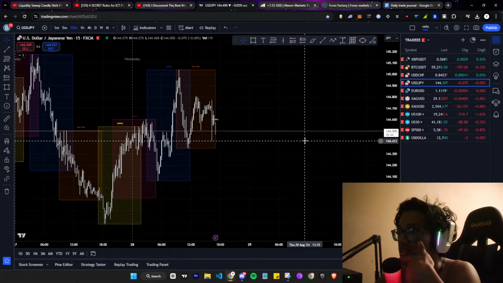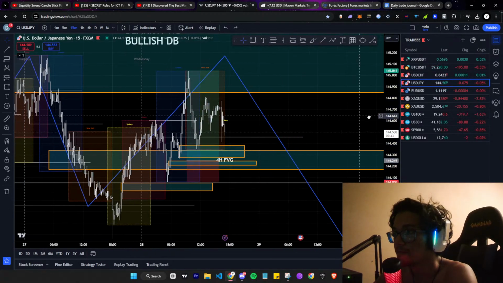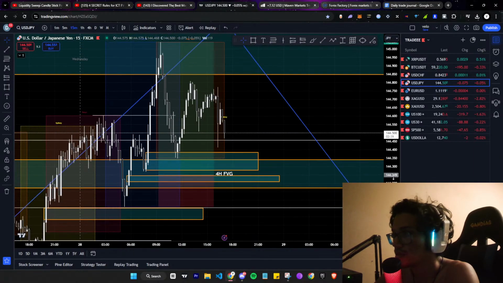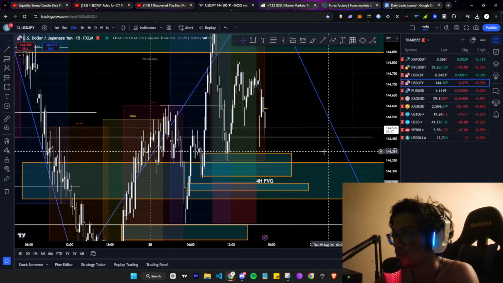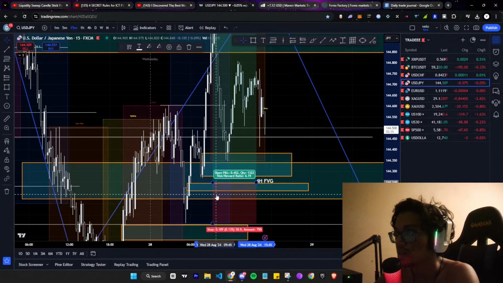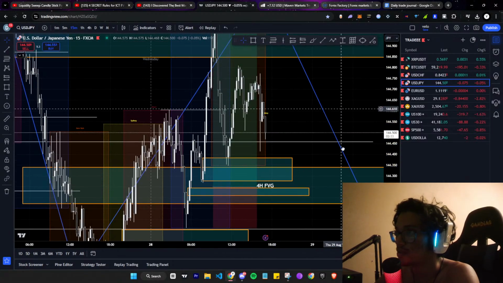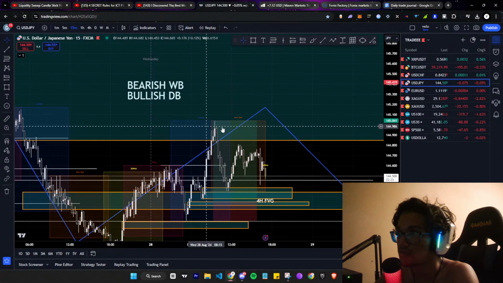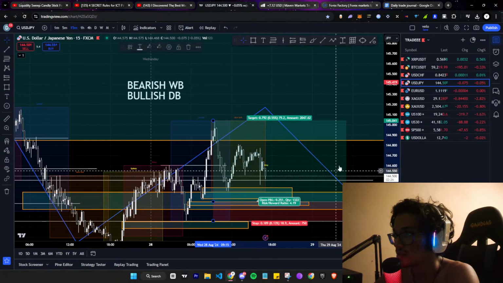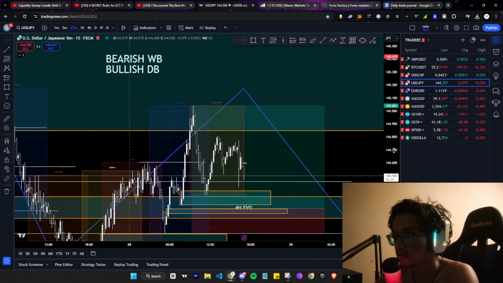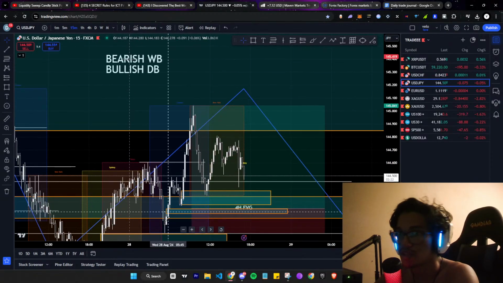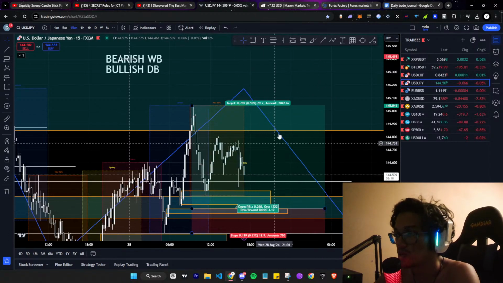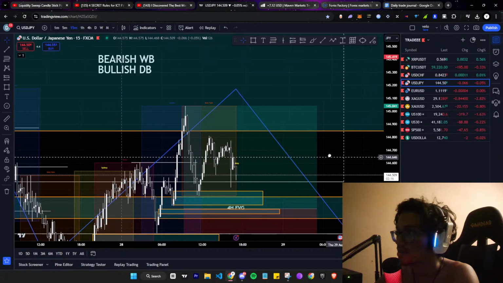USD JPY, oops, sorry. You can see that this was a fair value gap, so I'm expecting price to rebalance this. That's why I put this here, and let's wick down all the way. So I'm expecting price to rebalance this and then go higher, back to the draw on liquidity. Because this is an order block, I'm expecting price to rebalance this area anyway, and then take it from this fair value gap all the way back towards this.